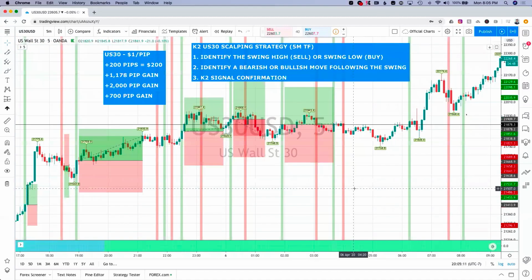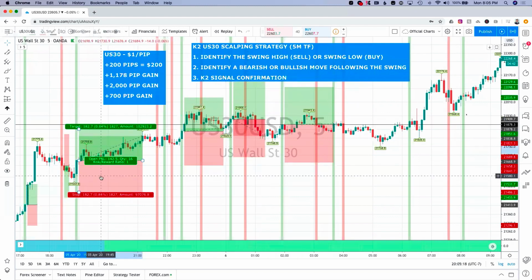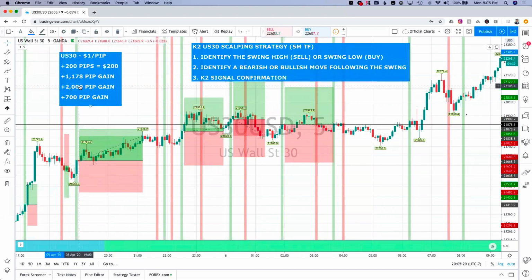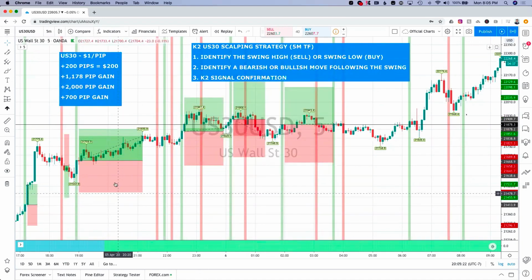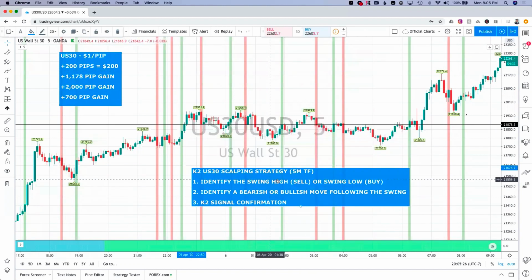But yeah, since you guys have already seen the more complex strategy of scalping, I'll go over the more basic one. If you know how the original K2 strategy works, it's actually really simple.